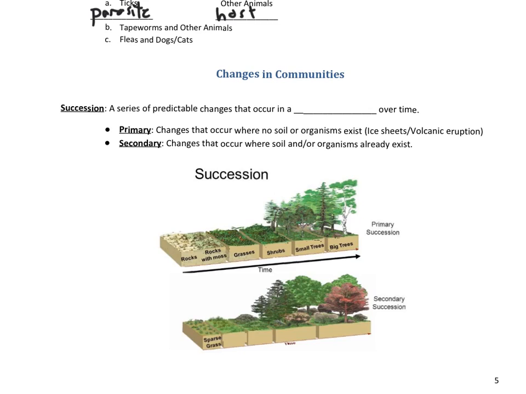And finally, we're going to wrap up our benchmark here talking about changes that happen in communities. Right? And you'll remember from the beginning of our first benchmark on the organization of an ecosystem or the ecological organization, that a community are all of the different species that live together in an area. So succession occurs when you have a series of predictable changes that occur in a habitat over time.